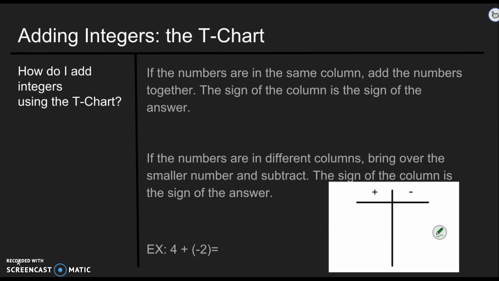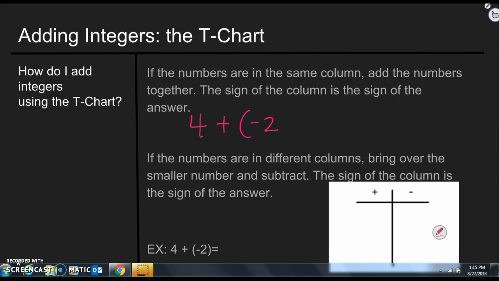If the numbers are in different columns, we bring over the smaller number and subtract. The sign of the column is the sign of the answer. So when adding numbers with different signs, we subtract and take the sign of the number with a greater absolute value. In this example, we are going to add 4 plus negative 2.